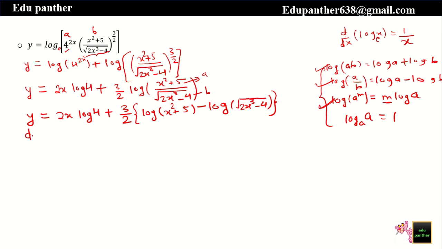So differentiating this function with respect to x, this will give dy by dx. Since it is the addition of two functions, this is the first function, this is the second function, we have to take the individual derivatives and then add them. Now concentrate on this first term. Most students make a mistake here. They say it is a product of two terms, 2x and log 4, so we have to use the product rule of differentiation. But that is not necessary here. We can use the product rule, but that will be very complicated.